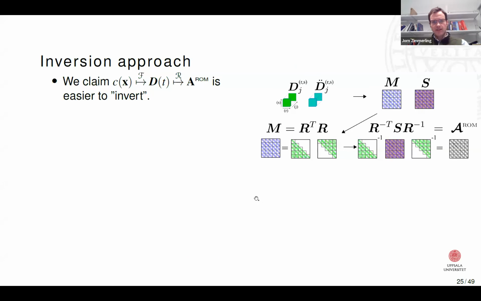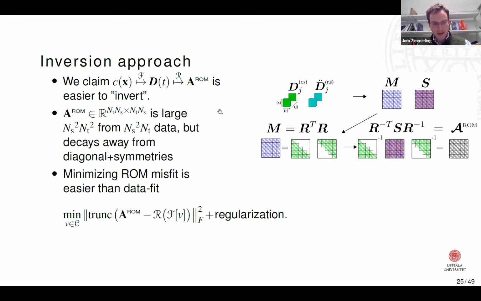Okay, so now that we have the reduced order model and we're through the technical slides, how do we do inversion with this reduced order model? We claim that the composition of the map script F with script R, which gives us the reduced order model, is easier to invert than the data. So we have our data, we construct a mass and stiffness matrix, then we do a Cholesky factorization, and then to get our reduced order model A, we hit the stiffness matrix on the left and the right with our Cholesky factors. And these reduced order models are large. They are larger than the data, which we do something about in one second.